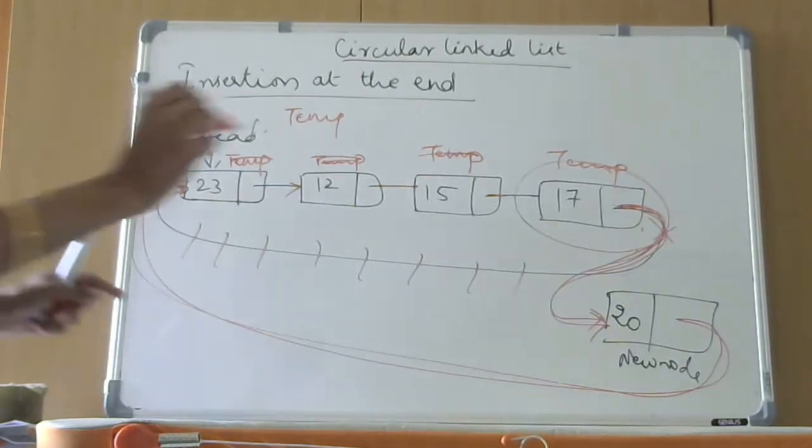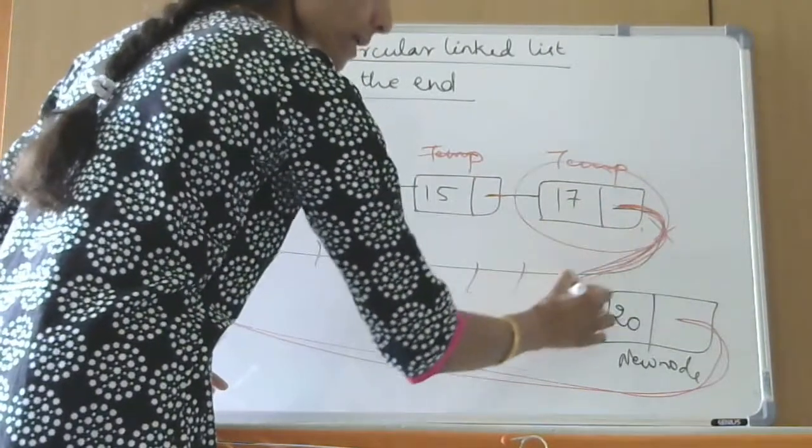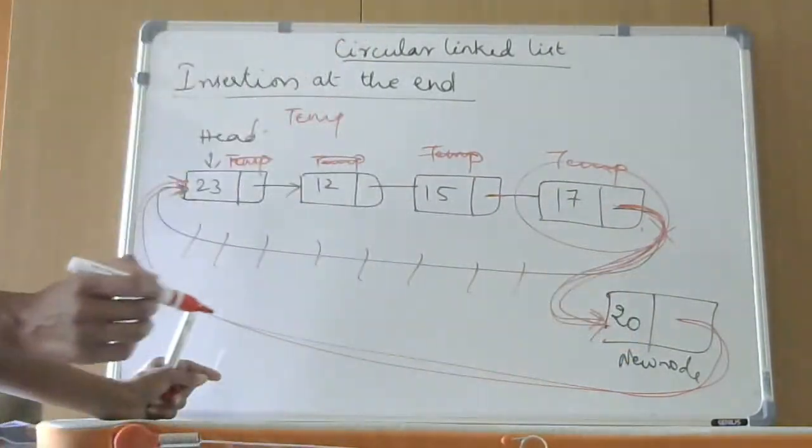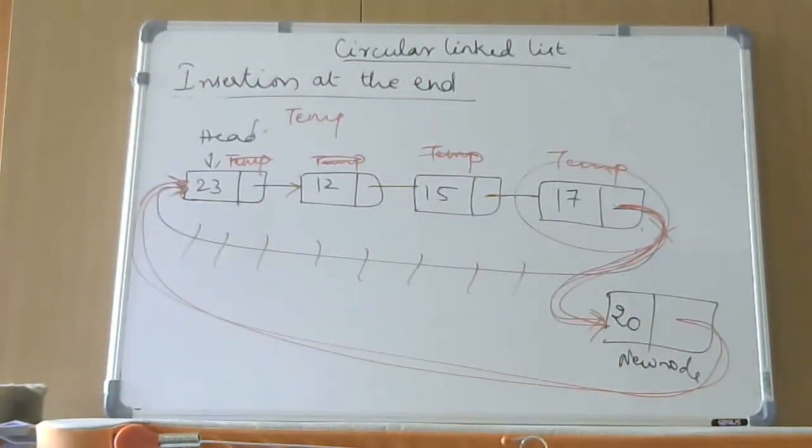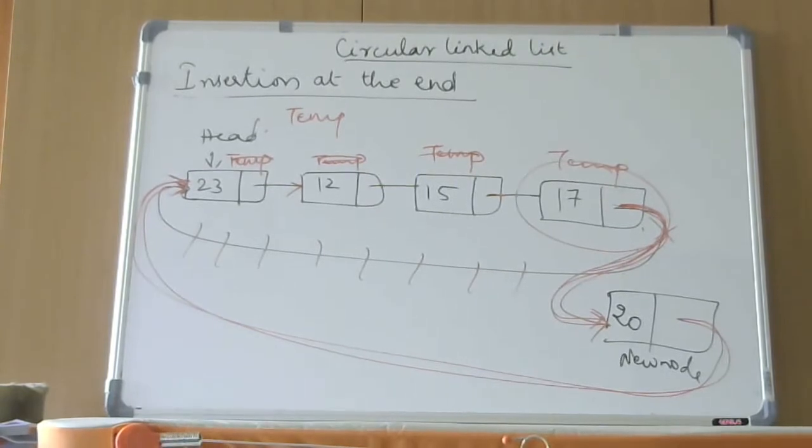Now what should I write? This temp of next should be your new node. New node of next should come back to your head. Are you getting me? So that is how we are going to code this particular thing. Are you able to understand? Insertion at the end, two cases we do. One, when the list is empty. The second, when the list is not empty, that means you have some nodes and then you are going to insert the node at the end.